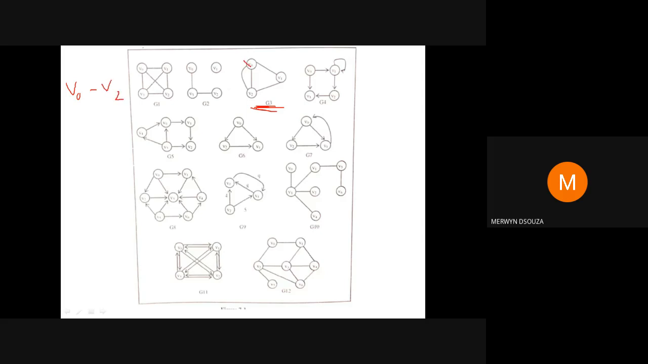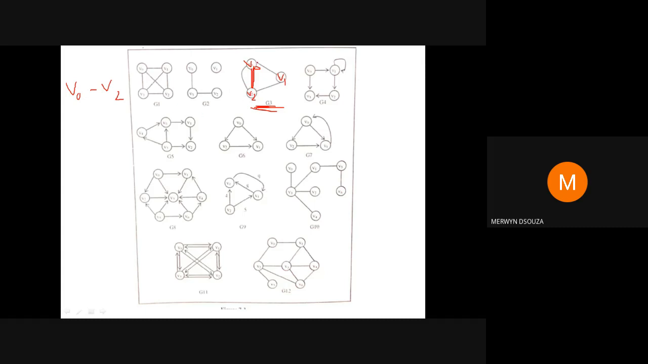This is V0. There is V2 here. Okay, and this is V1. There are many possible paths. From V0 I can go directly to V2. Okay, there's a direct path, a direct edge is there. So that is one possible path.